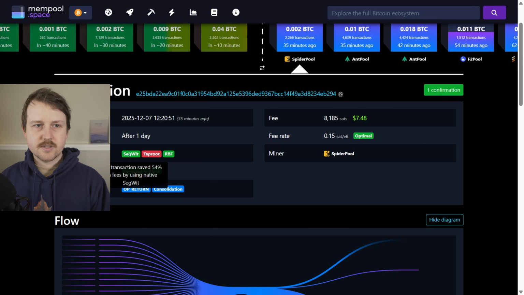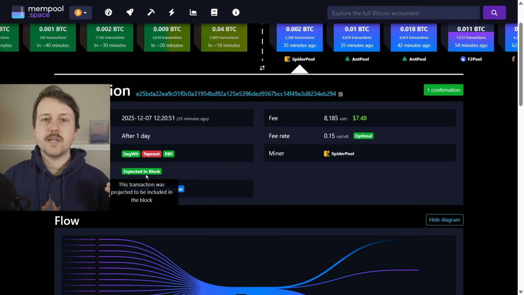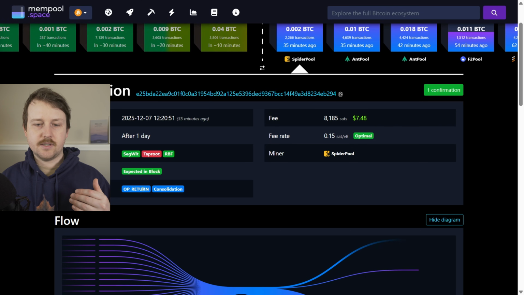They say that it is SegWit. It does not have a taproot address. It has replaced by fee. It was expected in block. There can also be ones that were not seen. So it's out of band transactions that were direct to miner.